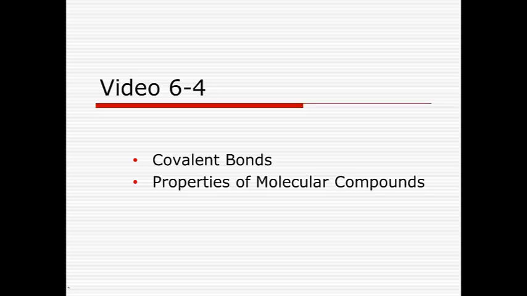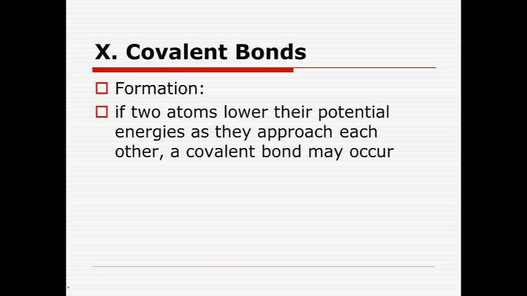Video 6-4, covalent bonds, properties of molecular compounds. Okay, so, covalent bonds. What happens when we have a covalent bond? If two or more atoms lower their potential energy, think of this as their internal energy, as they start getting closer to each other, then a covalent bond may occur.